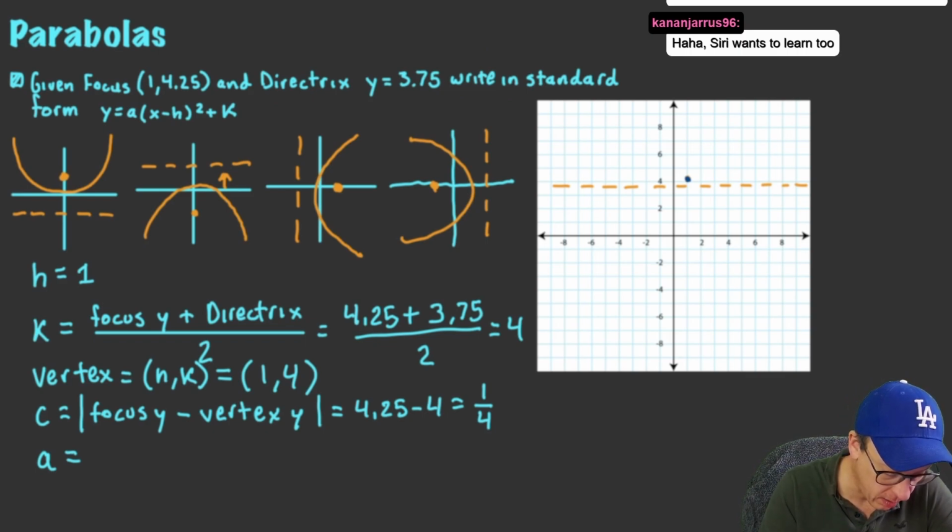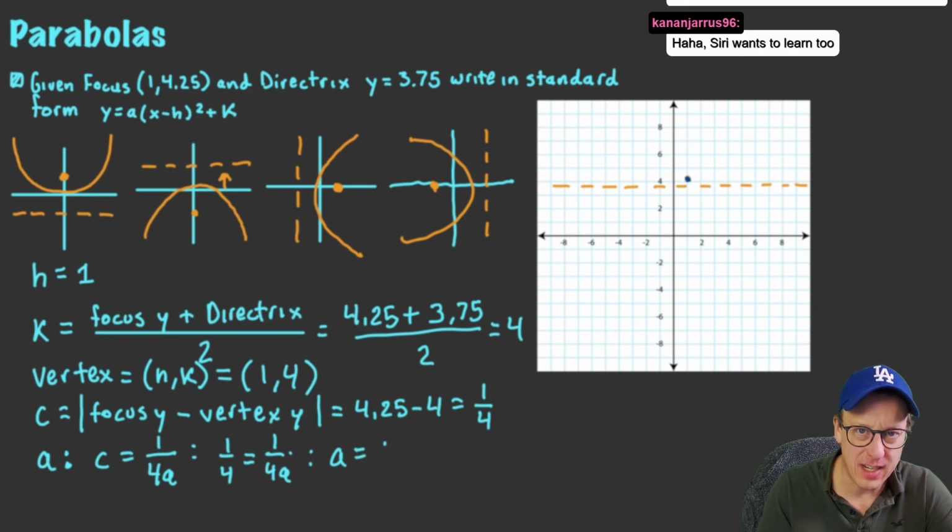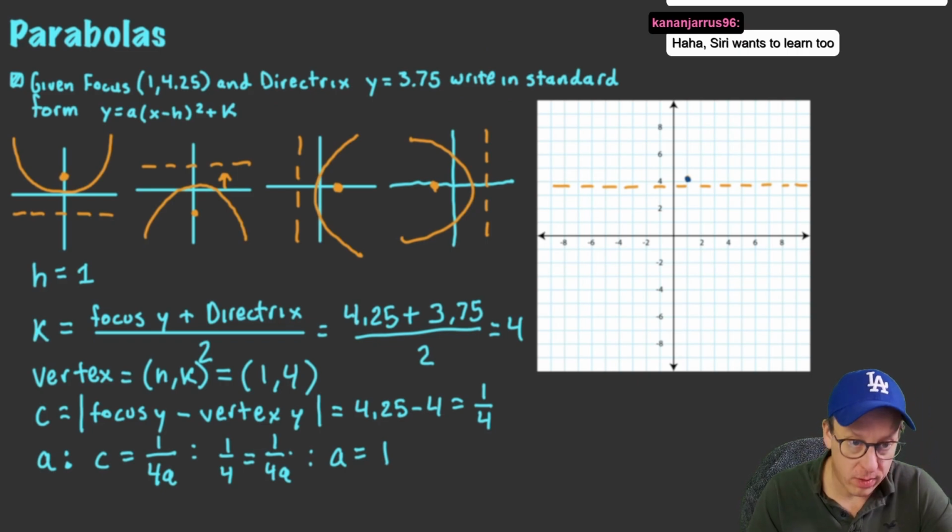Maybe I should change the way that looks. So I can say a is going to be found by knowing that c is equal to 4a. And we can continue onwards with this. That means that 1/4 is going to be equal to 1 over 4a. And hence, a is equal to 1. And then we just plug in the standard form for these values. And we have our information in standard form.